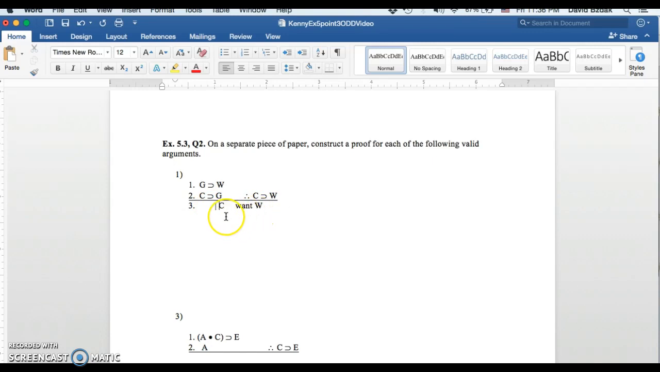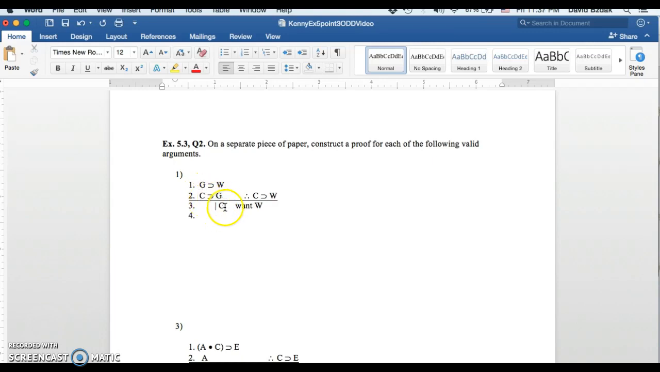So C is not something we proved. It's just something we're assuming. That's why it has to be set off. These premises up here we know are true. These are given to us as true, so they go over on this line here. This is called a scope line. But C we don't know is true. It's an assumption, so it goes here.